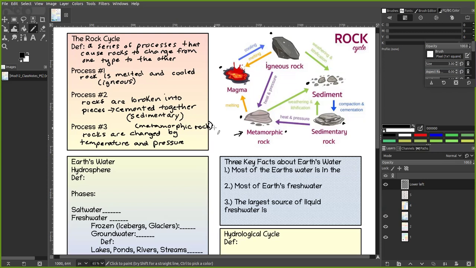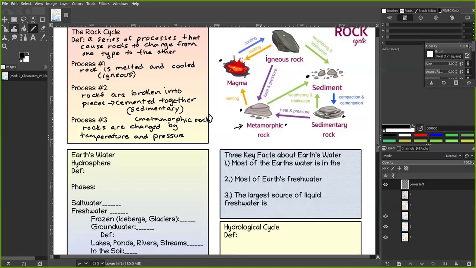Just remember, wherever you start in the cycle, you can get someplace else by following the arrows. See, there's lots of different arrows. Igneous can become sedimentary. Igneous can become metamorphic. Sedimentary can get rocked or melted and become igneous. Sedimentary can get changed and become metamorphic. Metamorphic can get broken down and become sedimentary, and metamorphic can also be melted again and become igneous. It's a cycle. It can go around and around.